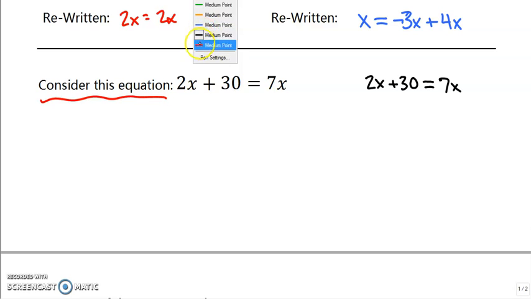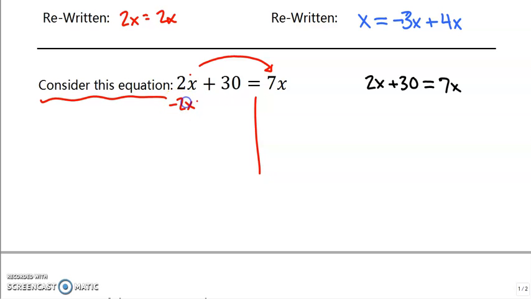The first way is the way that I'm going to recommend that students do this. I'm going to recommend that you move the 2x over to the 7x. So when we do this, we're going to do the opposite. We're going to subtract 2x on both sides, and we would get 30 equals 7x minus 2x, and I don't have to write the 7x minus 2x, I can actually write the 5x. And now this is something that we can solve.